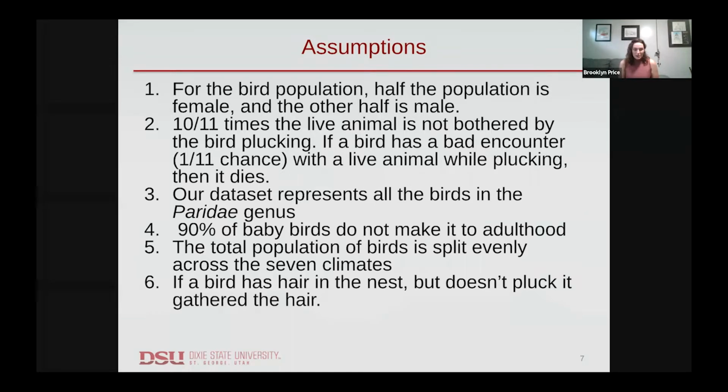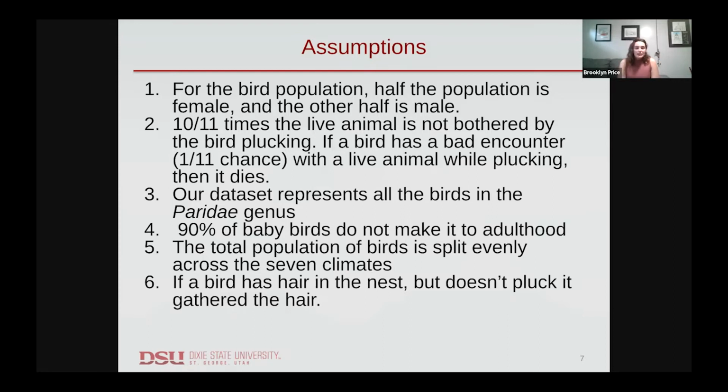They have a ton of them on YouTube, where you can see these birds pulling hair from live animals. They'll even pull it off of humans, and the humans will kind of shoo the bird away. But with animals, a lot of the time they don't even react. And so we got this number of 10 out of 11 and 1 out of 11 from some articles that we were reading. So that's kind of where that comes from.